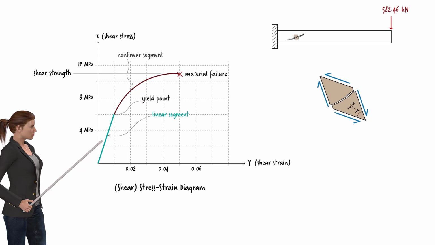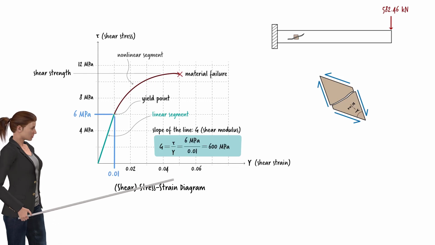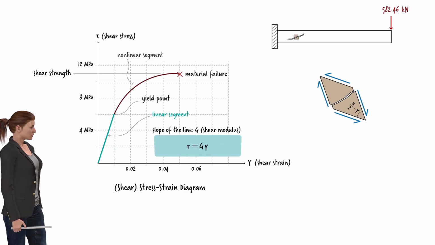The slope of the line representing the elastic region of the diagram is called shear modulus. It is a measure of the rigidity of the material. We denote it using the letter G. For the hypothetical material in this example, G is approximately equal to 6 megapascals divided by 0.01, or 600 megapascals. The mathematical relationship between tau and gamma forms a basis for calculating the beam's deflection due to the shear force.